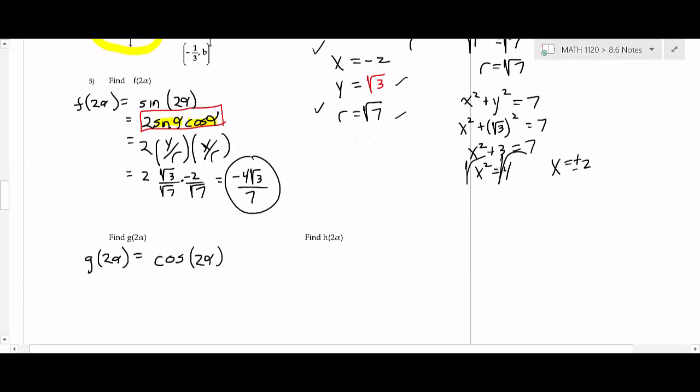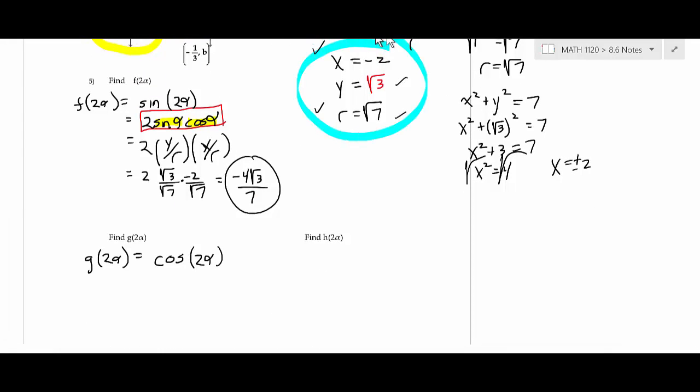I don't really need that circle diagram anymore. What I really need is this. I need x, y, and r. That's the whole work of the problem, is doing that. The rest of it's arithmetic and identities. Okay, so remember when you do a cosine of 2 alpha, you have 3 possibilities.